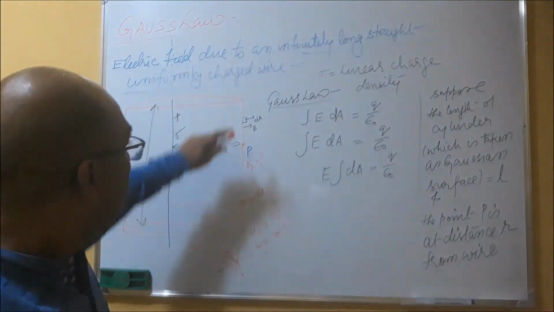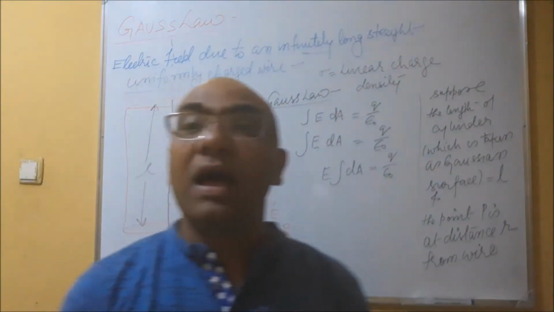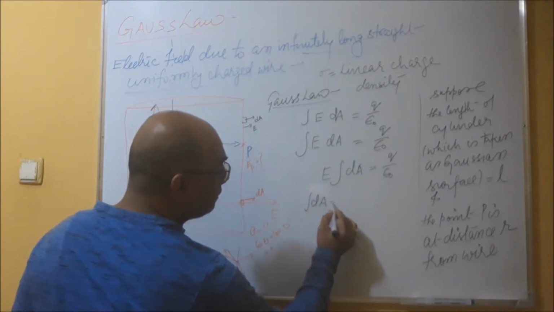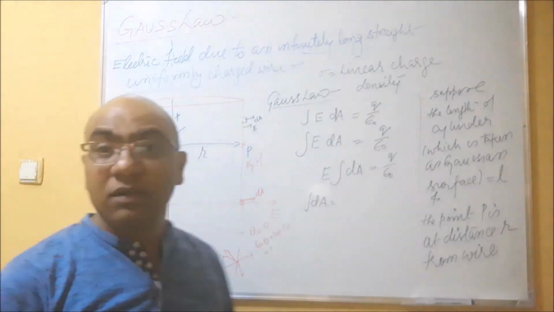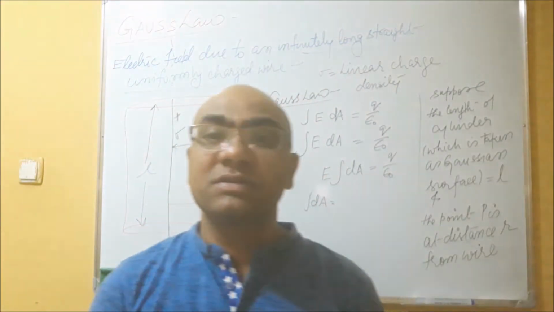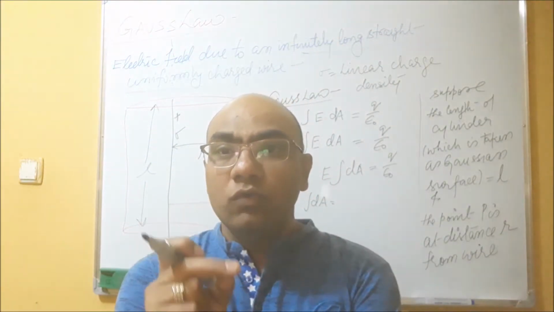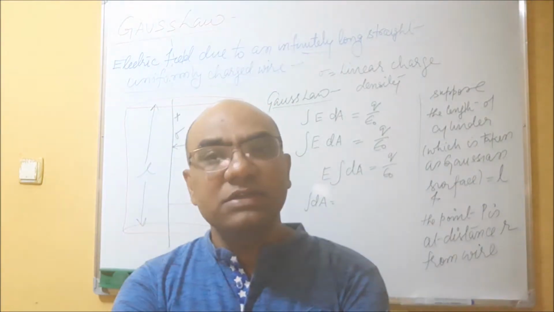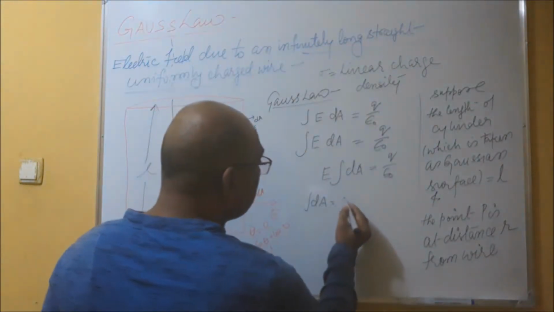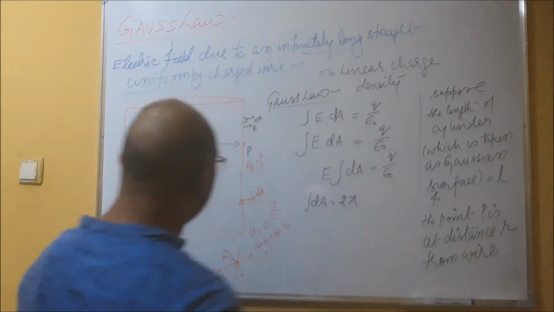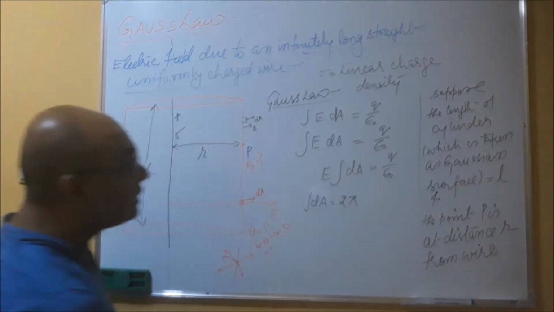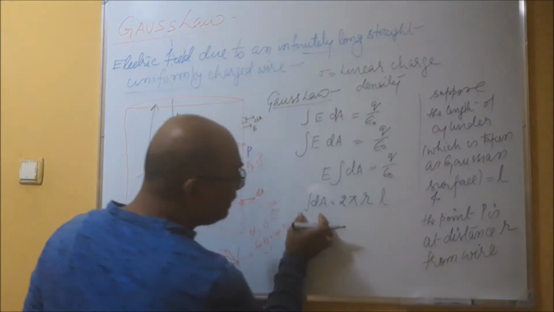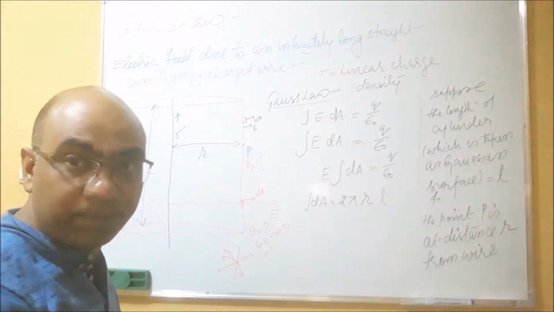Now you see, this is a slender, and for this slender, dA is the area. What is the formula for the slender area? 2 pi r h, where r is the radius of the slender and h is the height of the slender. So the radius of the slender is r and the length of the slender is L. So the value of dA will be 2 pi r L. Is it okay?